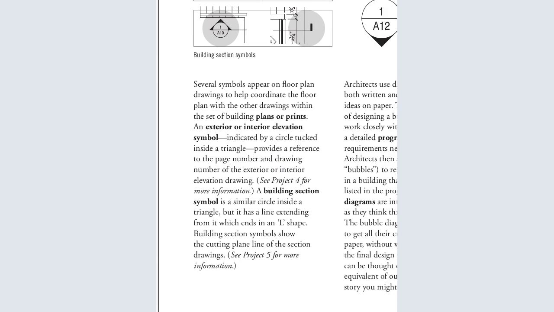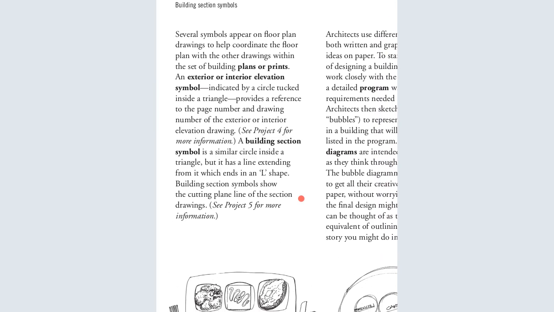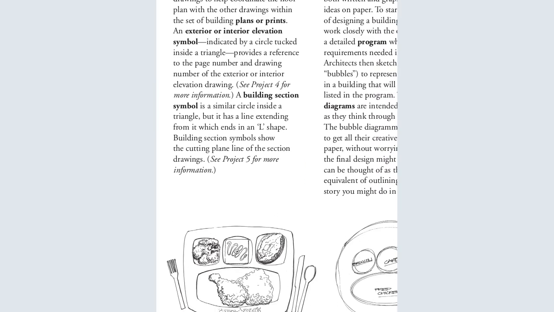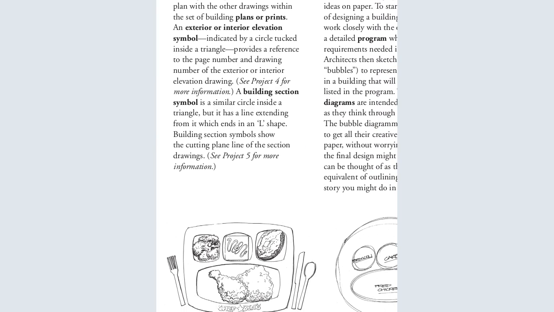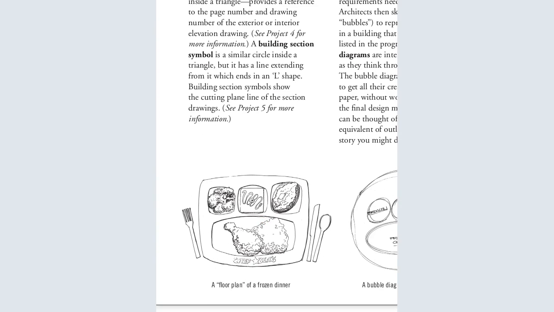Several symbols appear on the floor plan drawings to help coordinate the floor plan with other drawings within the set of building plans or prints. So an exterior or interior elevation symbol is indicated by a circle tucked inside a triangle. It provides a reference to the page and drawing number. A building section symbol is similar to the circle inside the triangle, but it has a line extending from it which ends with an L shape. The building section symbol shows the cutting plane line of the section of the drawing.